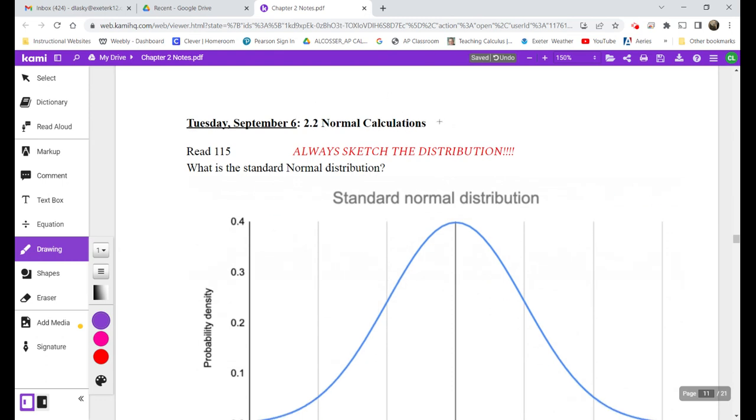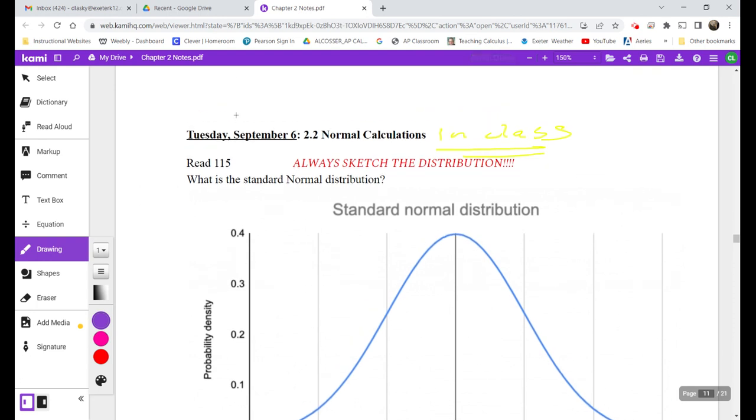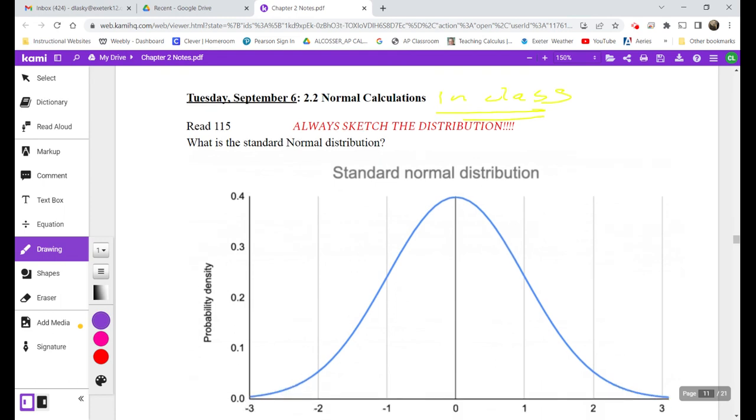Normal calculations we're going to do in class. It's very important we do them in class because I need to give you some things, and we need to talk about the calculator and all this stuff at once. So I'm going to do a 2-in-1 on Tuesday. So be ready for a day of lecture on Tuesday, guys. A full day of lecture.